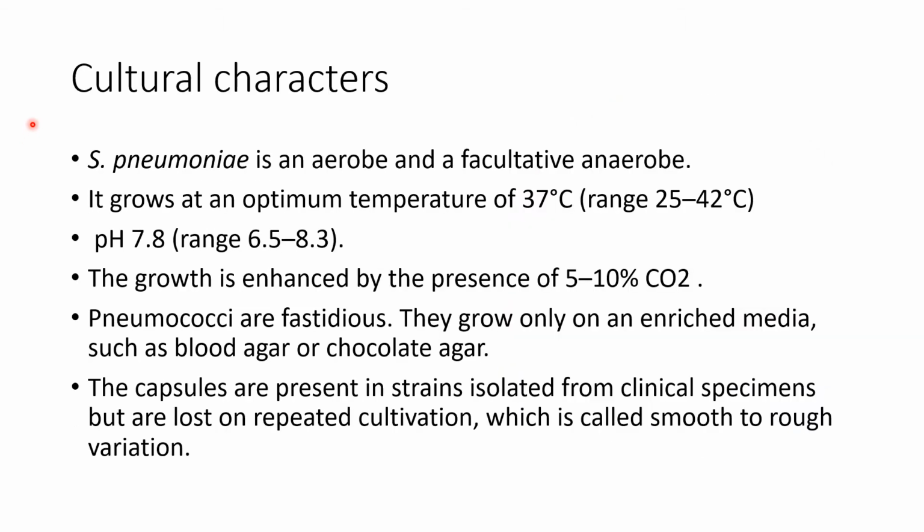So talking about cultural characters of Streptococcus pneumoniae. Streptococcus pneumoniae is an aerobe and also a facultative anaerobe. It grows at an optimum temperature of 37 degrees Celsius. Being a human pathogen, it is quite obvious. And the optimum pH for its growth is around 7.8. The growth can be enhanced in the media in the lab by the presence of 5 to 10% carbon dioxide.